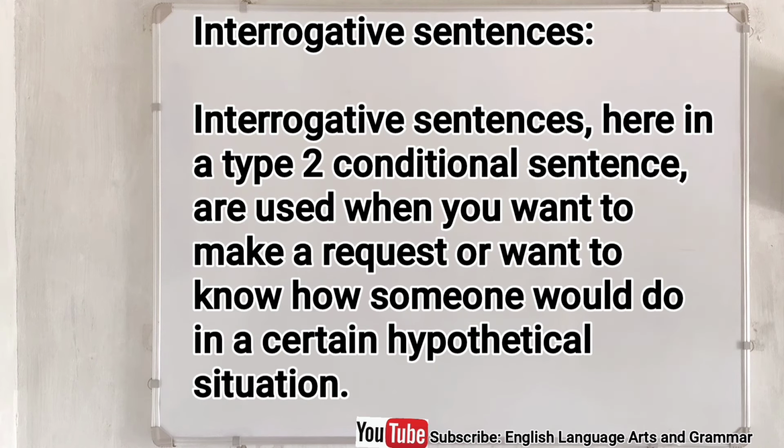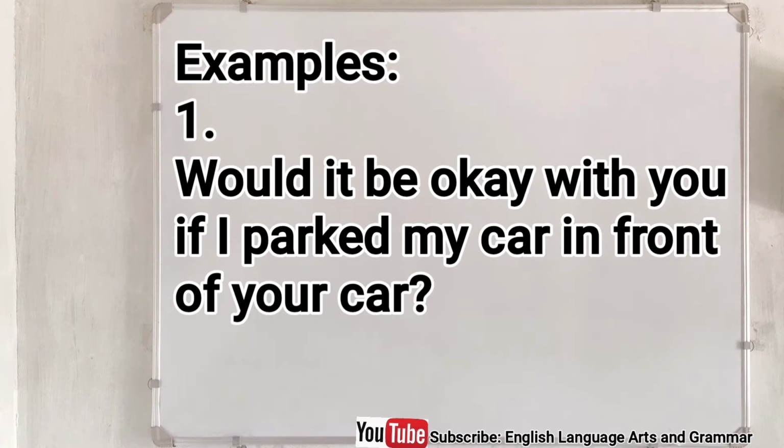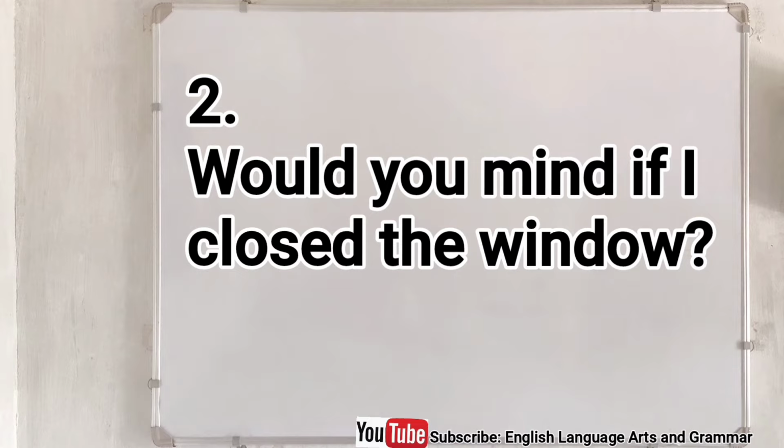Interrogative sentences. Interrogative sentences here in type 2 conditional sentences are used when you want to make a request or want to know how someone would do in a certain hypothetical situation. Let us see some examples. Example 1. Would it be okay with you if I parked my car in front of your car? Example 2. Would you mind if I closed the window?